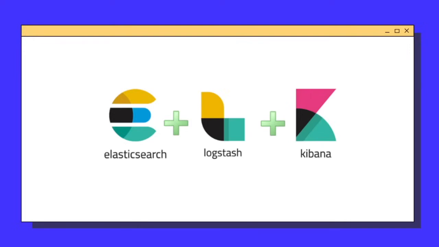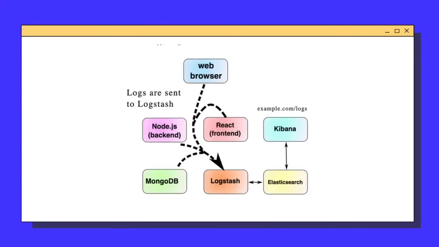Let's take a look at ELK, a popular open source log aggregation stack named after its three components: Elasticsearch, Logstash, and Kibana. If we installed it in our MERN app, we'd get three new services. So the user's web browser, again, would connect to our front end and back end. The back end would connect to Mongo, and all of these services, the browser, the front end, the back end, and Mongo, would all send logs to Logstash.